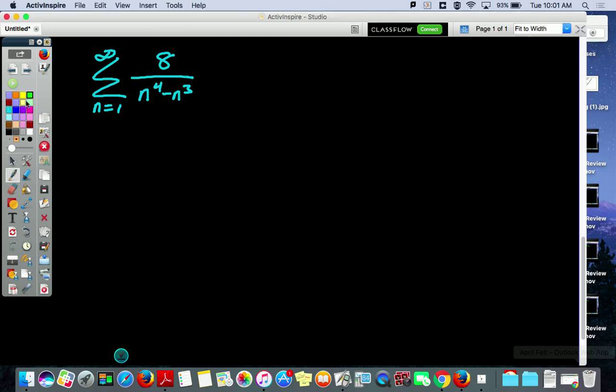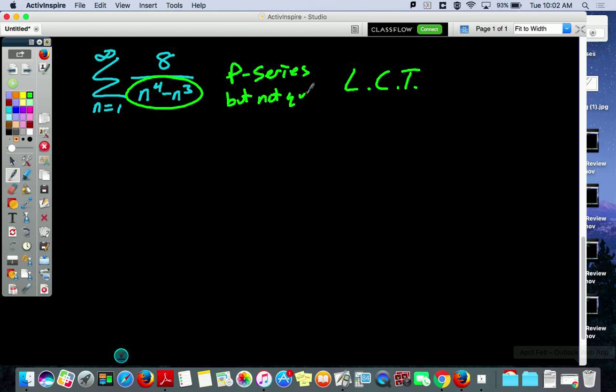On the previous slide, we learned that the test to prove the convergence or divergence of this series would be our limit comparison test. Our rationale for that is that when we look at this series, we have a denominator that has an element of a p-series, but not quite. It's close to a p-series, but we've got this subtraction that messes with it a little bit.